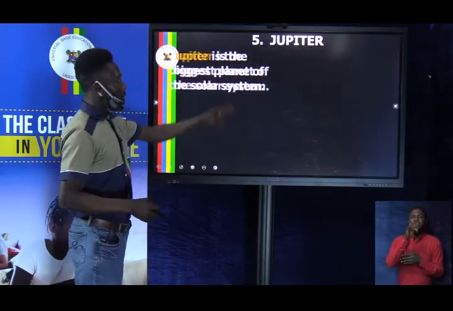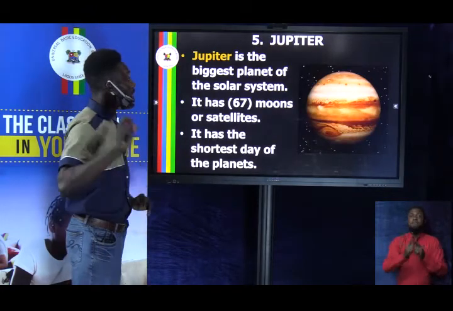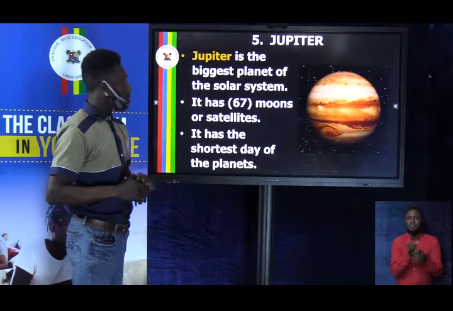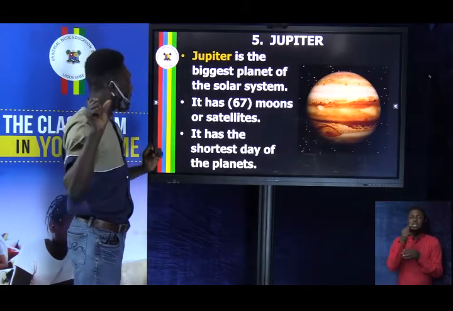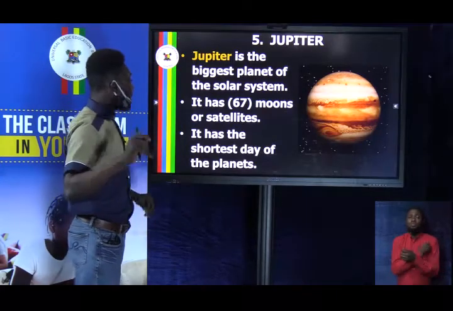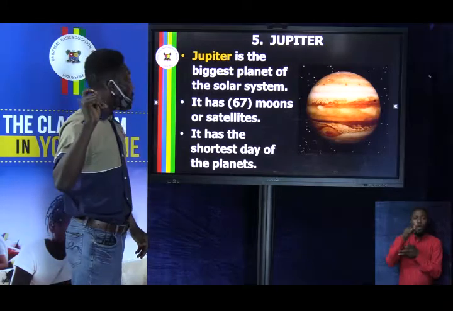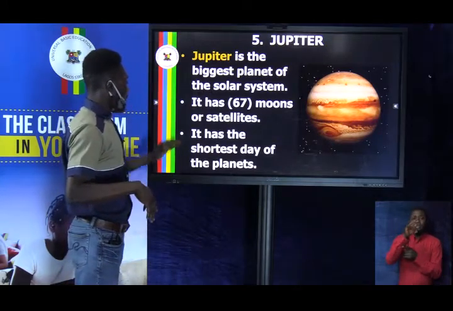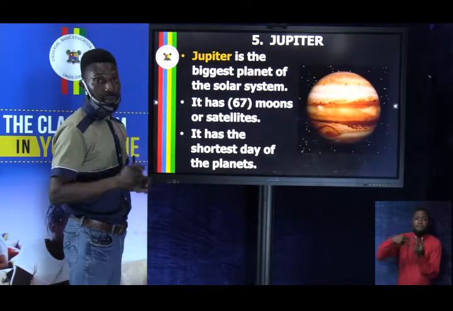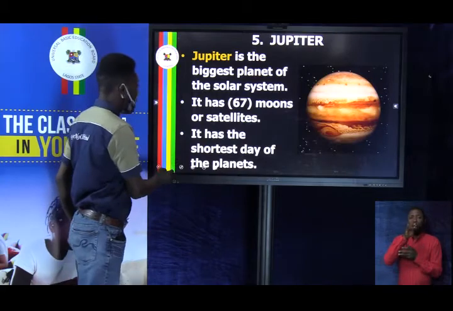That's Jupiter. Jupiter is the biggest planet of the solar system. What's the biggest planet of the solar system? It's Jupiter. And it has 67 moons or satellites. It has the shortest day of the planets. That is Jupiter.